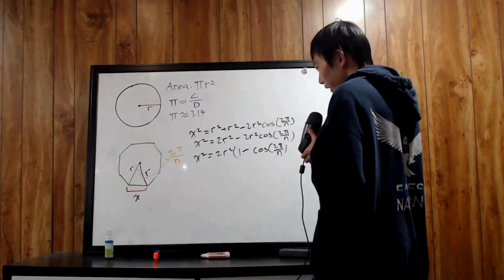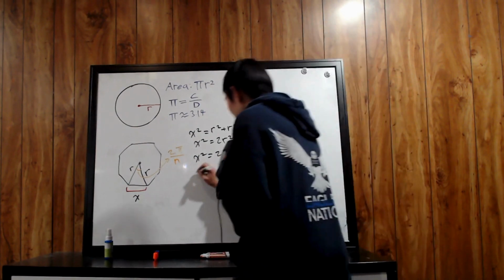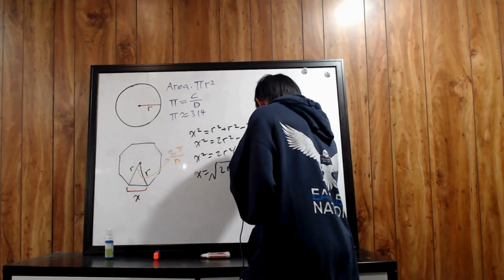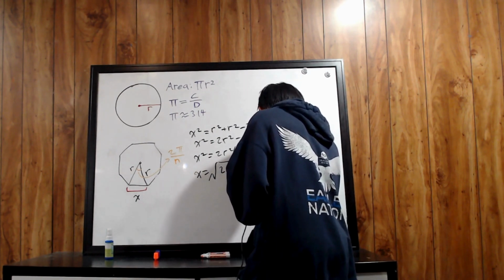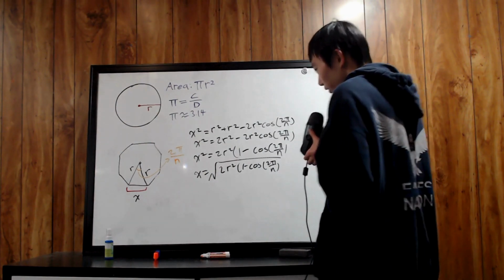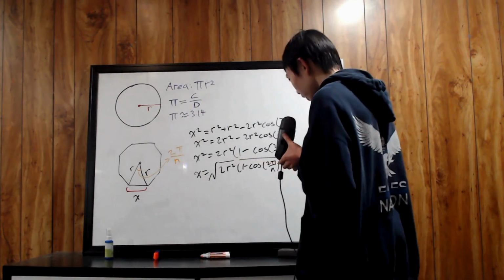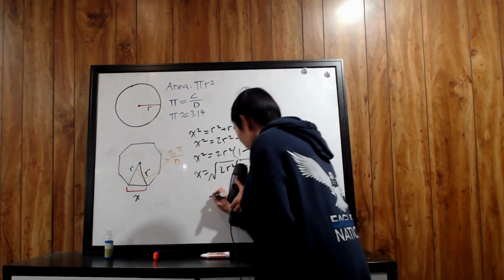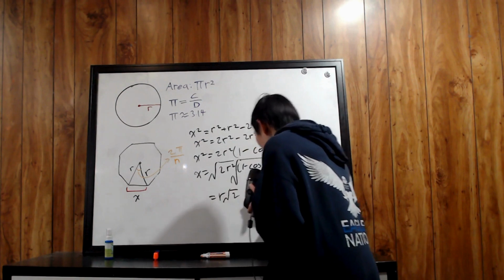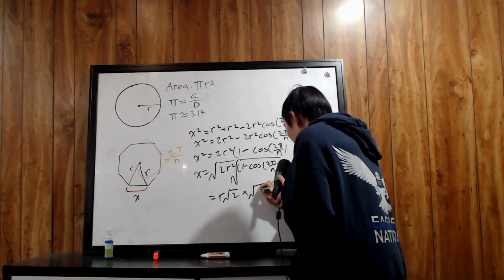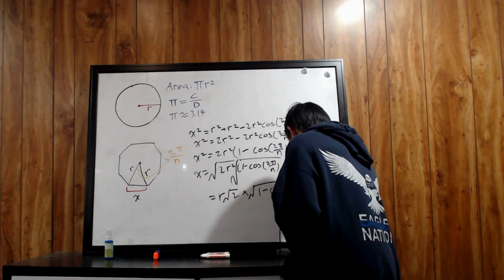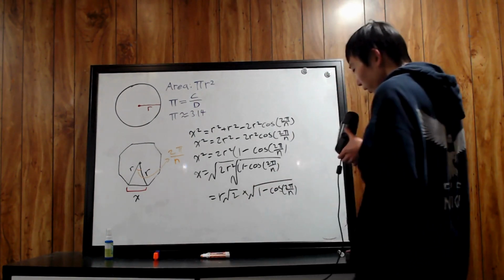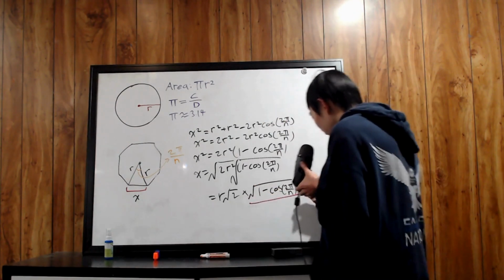There we go. Now, if you were to take the square root, then x would be equal to the square root of 2r squared times 1 minus cosine 2 pi over n, and then there you go. Now, you can split this square root up like this. The square root of 2r squared is just equal to r times root 2, and then you still have the square root of 1 minus cosine 2 pi over n. So then, how can we simplify this part?